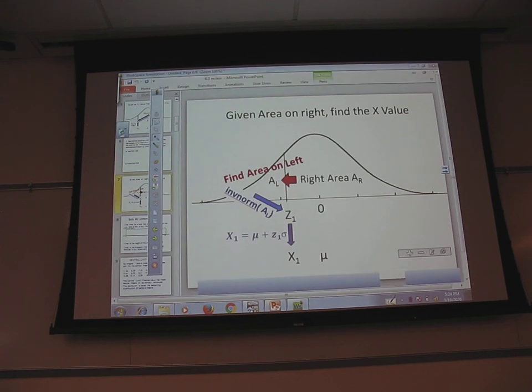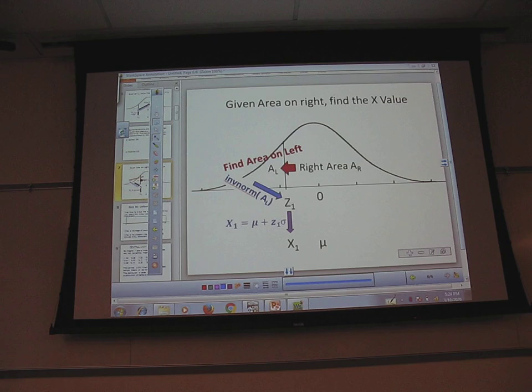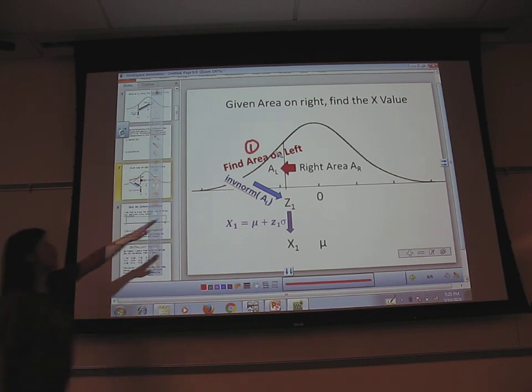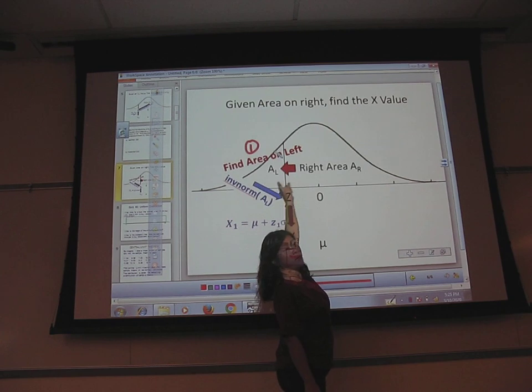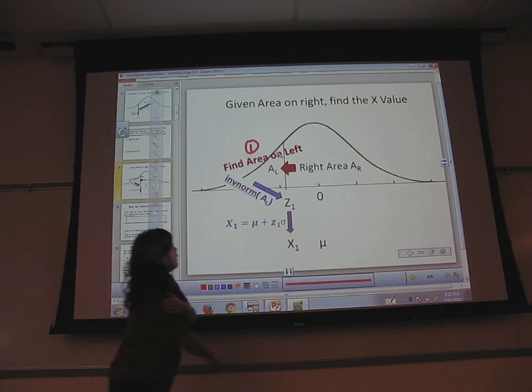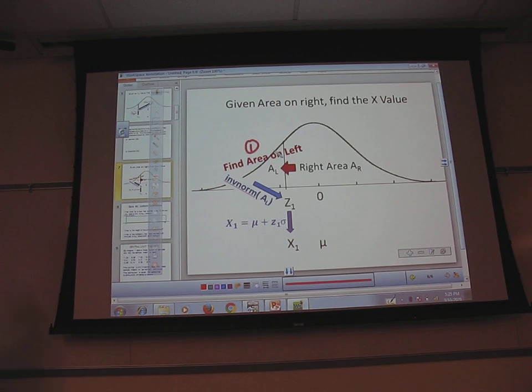The other thing you might be asked to do is, if I give you an area, find the x value that goes with it. So the first thing is figure out what the left area is. And maybe we give it to you automatically and you just have to say, oh, the area on the left is this. Or if we give you the area on the right, you might have to subtract to find the area on the left. Right? If this is 70%, then you know this must be 30%, because the whole thing has to add up to 1 or 100%. Then, use inverse norm to find the z-score that goes with that left area. And then the last thing is convert that z-score to an x value.